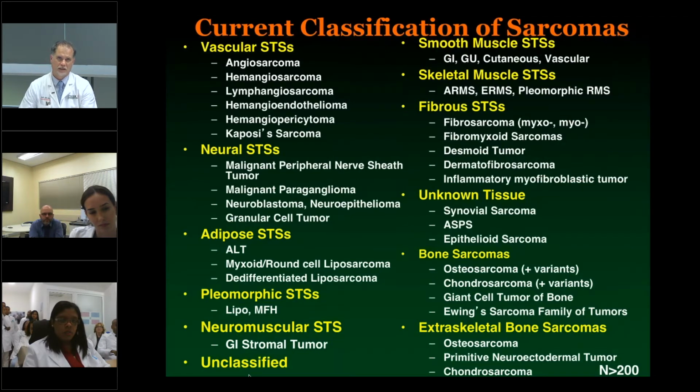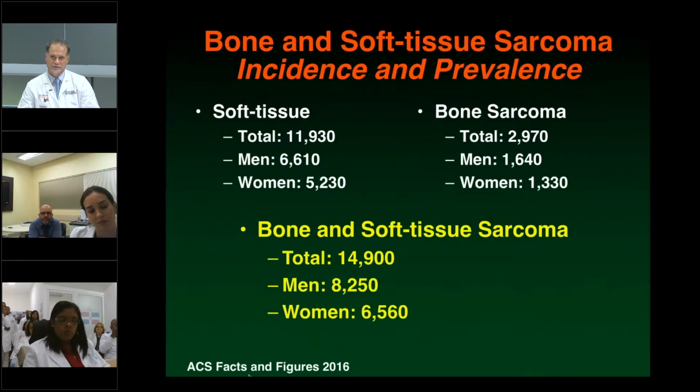Now, each of these types of sarcomas are a different type of cancer. For instance, angiosarcoma is as different from liposarcoma as breast cancer is from colon cancer. So these are completely different diseases, different biology, different treatment. And you'll see some evidence that these are very rare diseases.